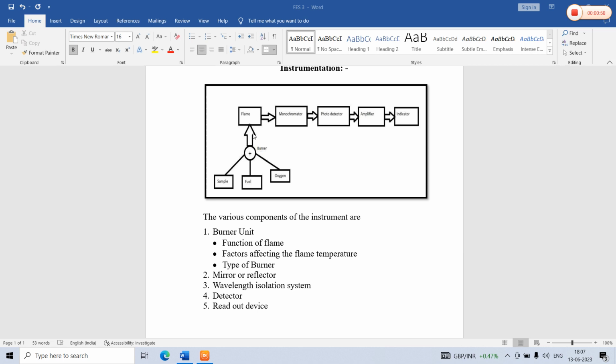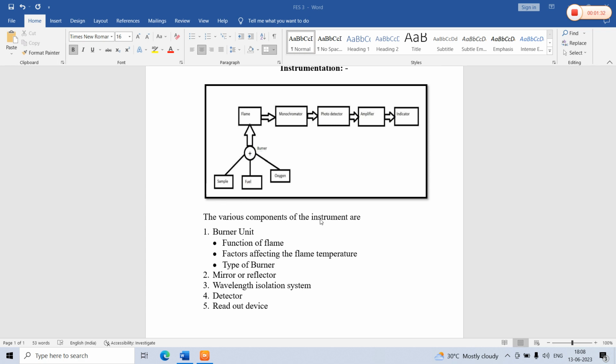The next part after the burner is the flame, and after that the monochromator, and after the monochromator the photodetector, and the next one is the amplifier, and the last one is the indicator. This amplifier plus indicator is commonly called a readout system or readout device, which constitutes the readout form.